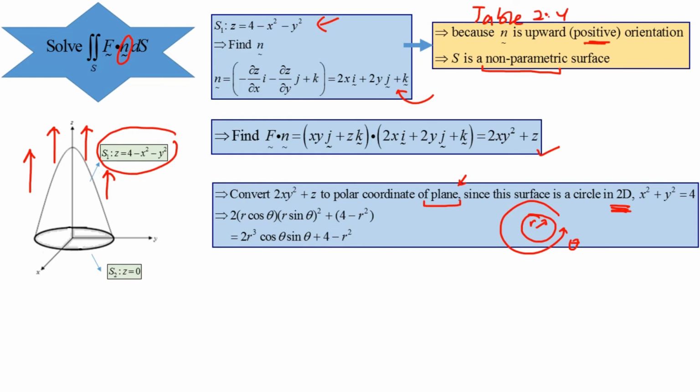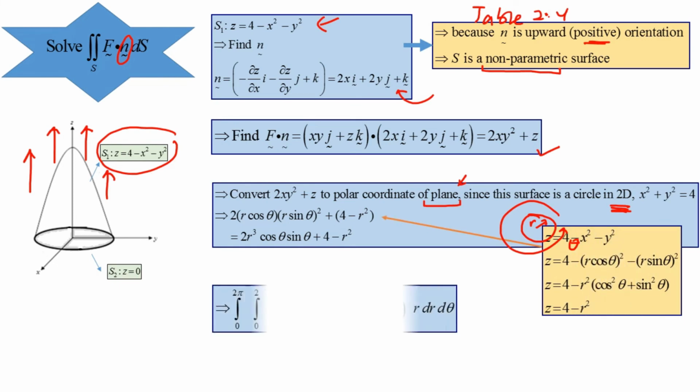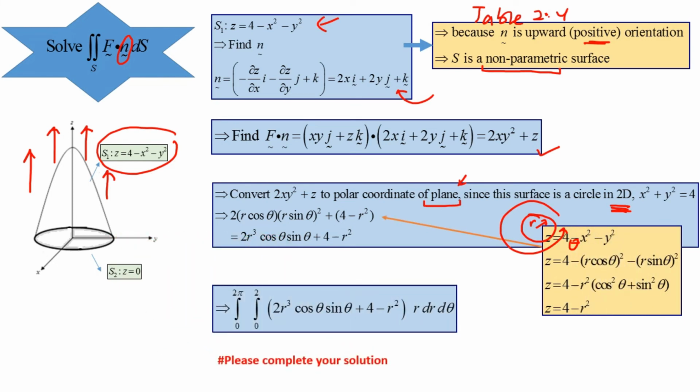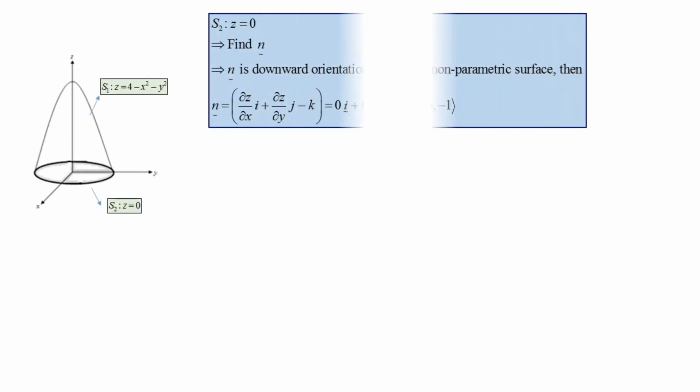So now you have 2r cubed cos theta sin theta plus 4 minus r squared. Now you are going to integrate it. So the radius is obviously 0 to 2, theta is 0 to 2 pi. Okay, how about the other surface? The other surface is z equal to 0.